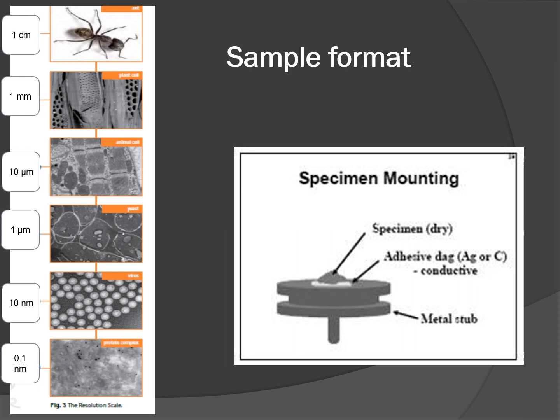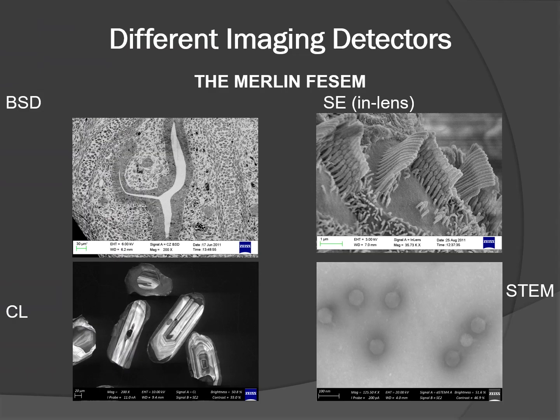On your left-hand side, we can see that we can image samples from 1 centimeter down to 0.1 nanometer scale, but you are limited by the different filament types. With a normal tungsten filament, you can go down to a micro scale, and with a tungsten crystal, you can image down to 0.1 nanometer scale. Different imaging detectors: in our SEM, we have an in-lens secondary detector, a backscatter detector, a CL detector, and a SEM detector.